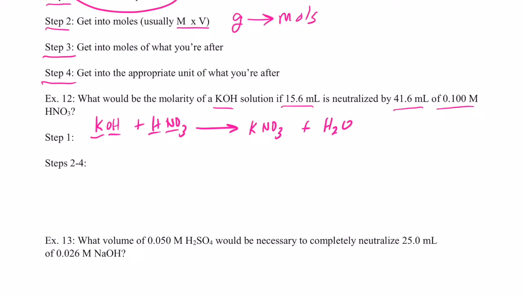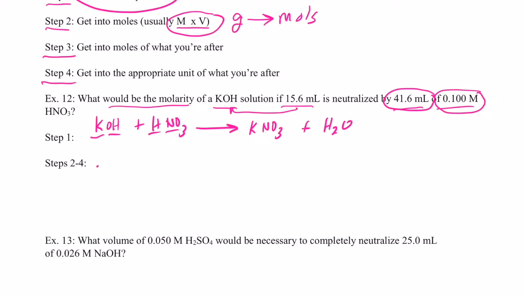Now, step 2. Let's get into moles. Now we're probably going to take molarity times volume. So let's see what I know the molarity and volume of. I know the volume of the KOH solution, but I don't know its molarity. That's the question after all. But for the nitric acid, I know its molarity, and I also know its volume. So, let's go ahead and find the number of moles by taking the volume times the molarity.